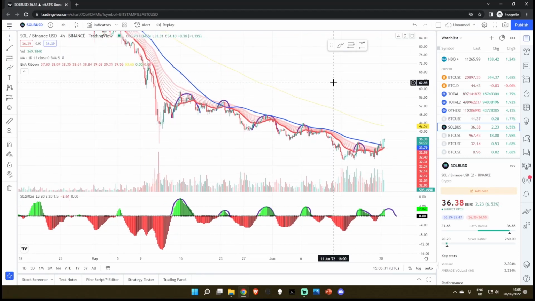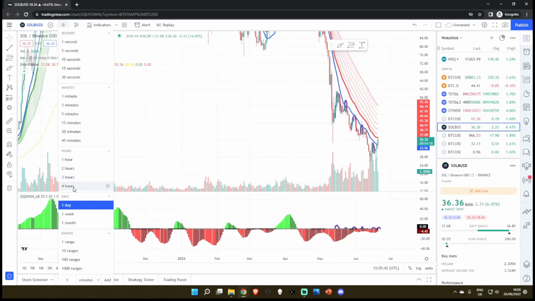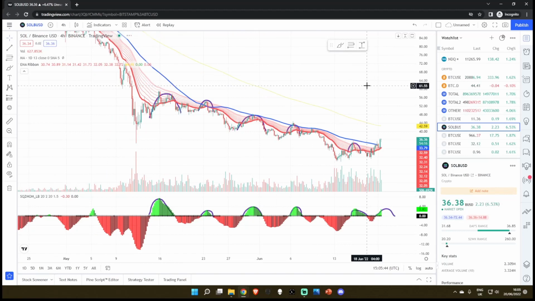Now, why this is so important and why we do this on the 4-hourly time frame instead of the daily time frame is because the daily squeeze mom is very much a higher macro indicator, and looking at the 4-hourly time frame, this will perfectly put you in a good position to notice when a short could be coming up.